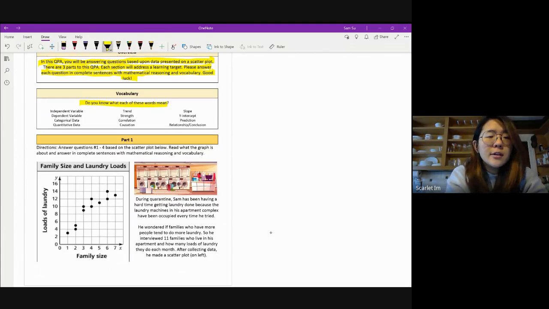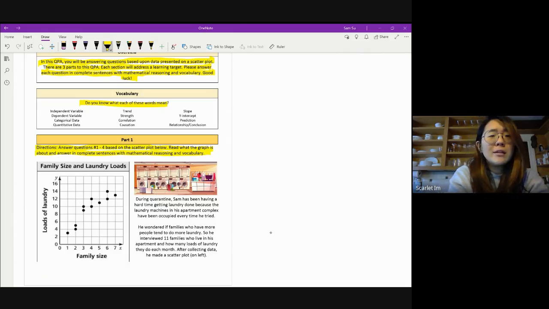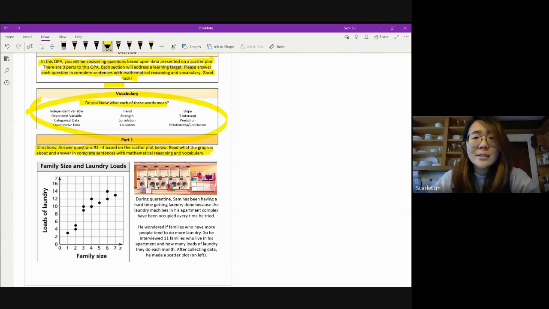So the directions are this. You want to answer questions 1 through 4 based on the scatter plot below, read what the graph is about, and answer in complete sentences with mathematical reasoning and vocabulary. When I'm talking about mathematical reasoning and vocabulary, you want to use the vocabulary in this section, all right? You also want to use complete sentences so I know what you're talking about, and make sure that you answer every part of the question.